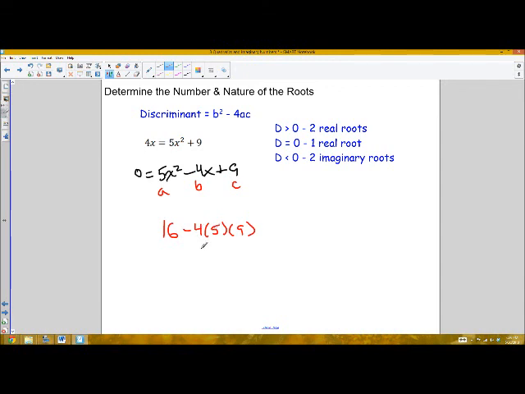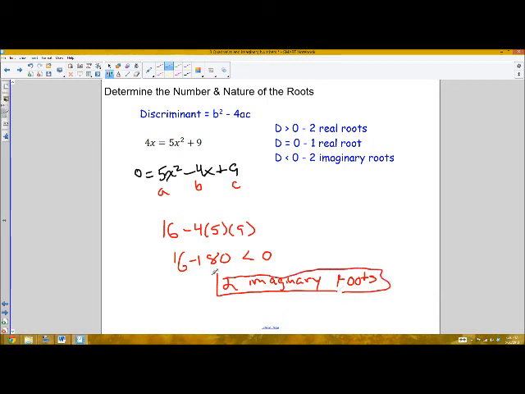4 times 5 is 20, 20 times 9 is 180, so this is 16 minus 180, which is clearly a number which is going to be negative, which is less than 0, which means I have 2 imaginary or 2 complex solutions or roots. Since the discriminant turns out to be negative, I have 2 imaginary roots.